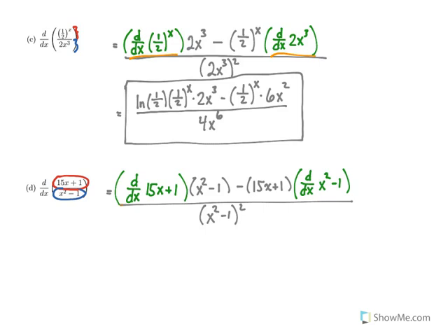Once again, we have two more functions to take care of. That d/dx is an instruction that we have more to do. So we're going to do the derivative of 15x plus 1. That's just 15 plus 0. All of that times x squared minus 1 minus 15x plus 1. The derivative of x squared minus 1 is the derivative of x squared minus the derivative of 1. That's going to be just 2x minus 0. And all this over x squared minus 1 quantity squared.